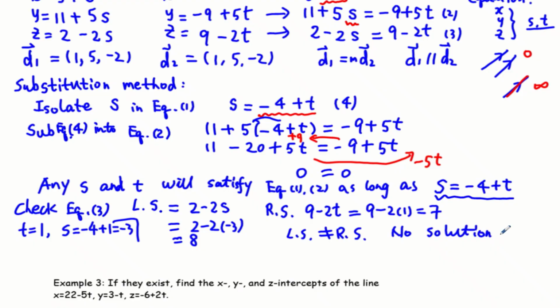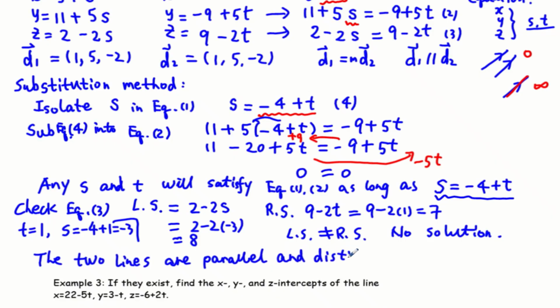And this time, because D1 and D2 are parallel, we are going to see the two lines are parallel but not the same, not coincident, and distinct. Distinct means they are two different lines, okay? Not coincident. So this is the solution for example 2.